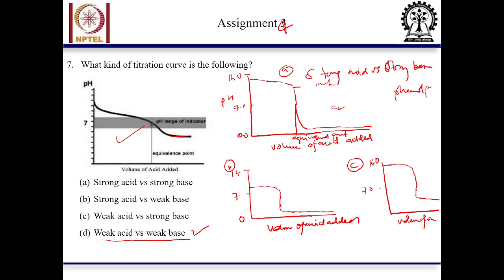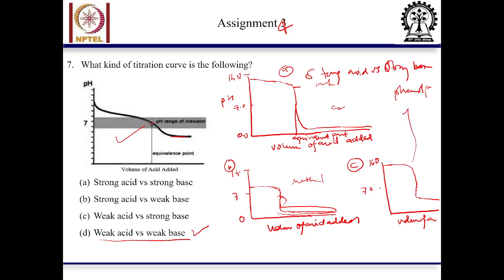Option B is strong acid versus weak base. You can use methyl red. I have already told, because the change is happening here in the range of 4, below that methyl red will have a different color, and above it will have a different color. So you can use methyl red or methyl orange.